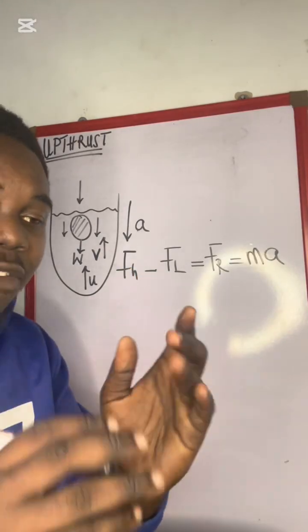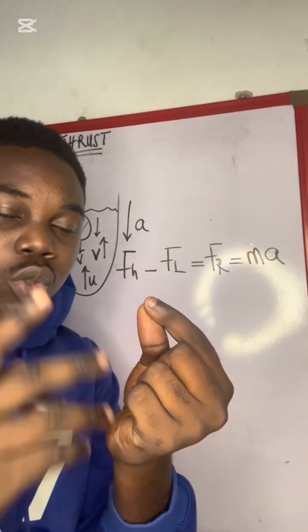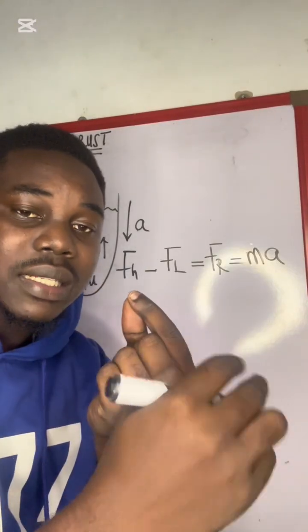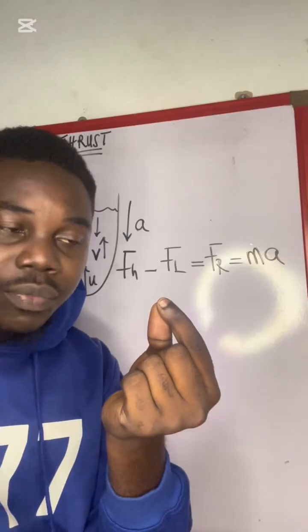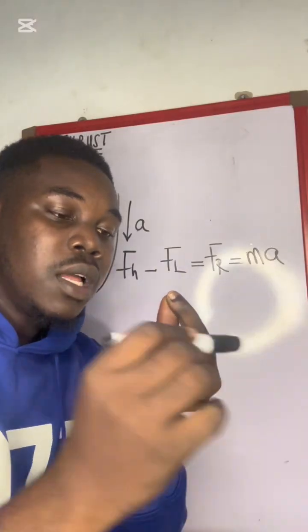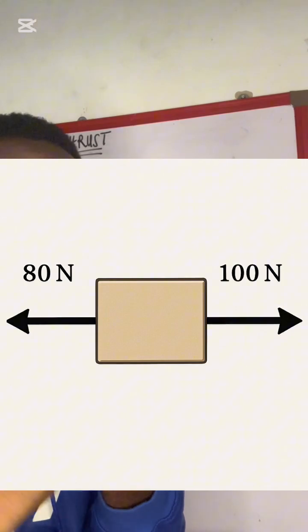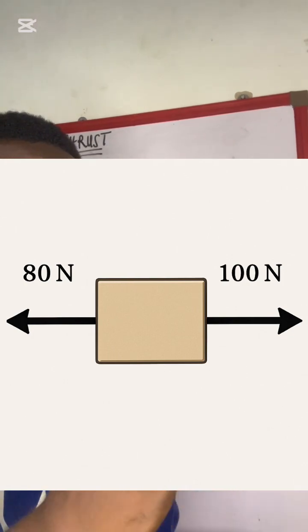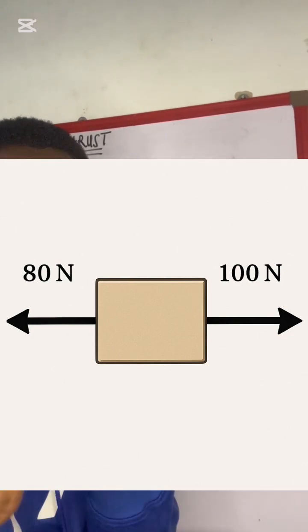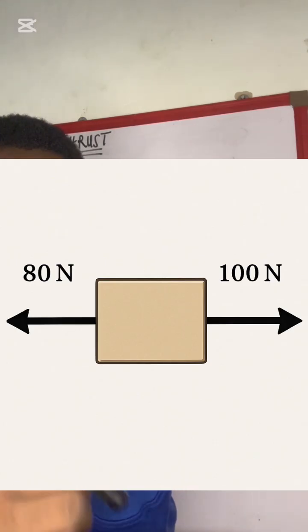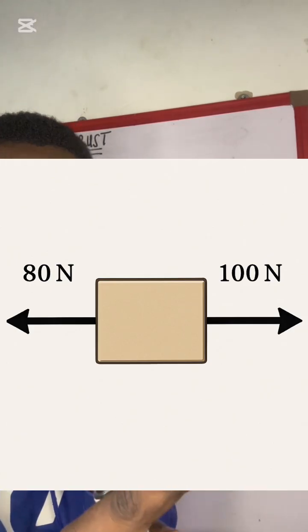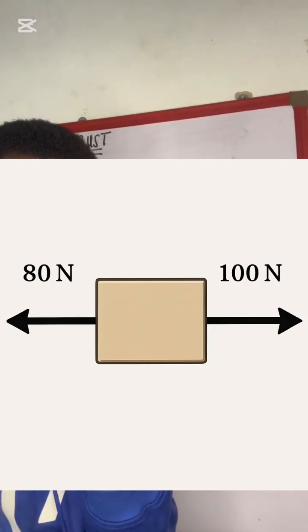Simple. We have an object at the middle. 2 forces act on this object, a force to the right and a force to the left. The force to the right has, let's say, 100 Newton, and the force to the left has, let's say, 80 Newton. Which of these directions do you think the object will move to? Answer the question in the comment section.